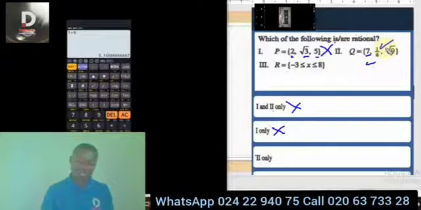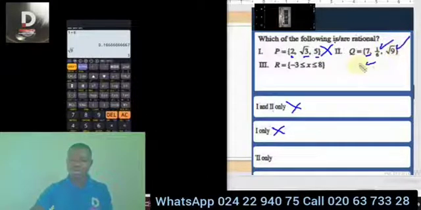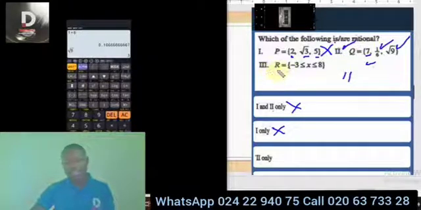Square root of 9. The answer is what? 3, as you can see here. So that's also rational. Therefore, II is qualified. Right. Let's look at II.